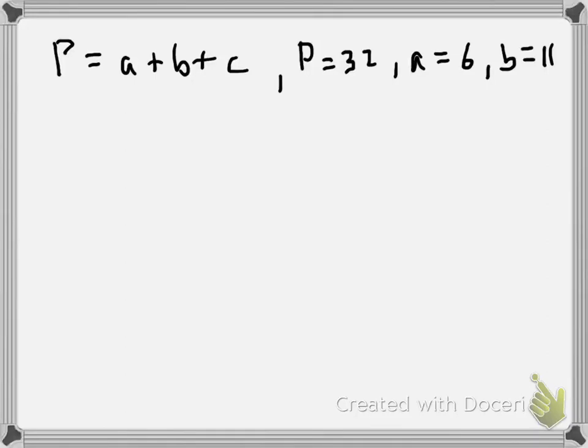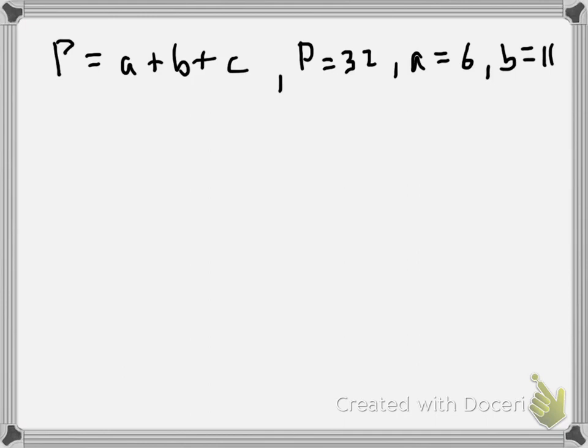Okay, so we're going to talk a little bit about Module 1, Lesson 3 today. This lesson's all about formulas, which are math equations that represent some fact, typically in science classes, that we can use. This first one, for example, is a perimeter equation. P equals A plus B plus C.